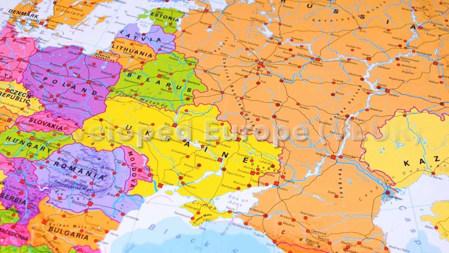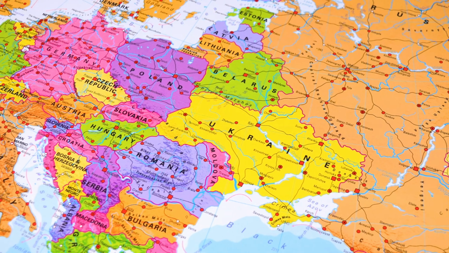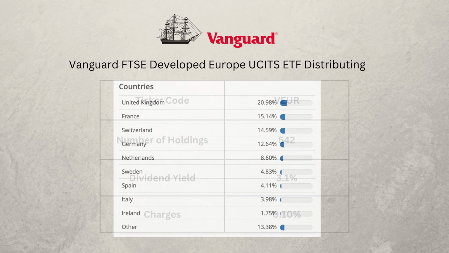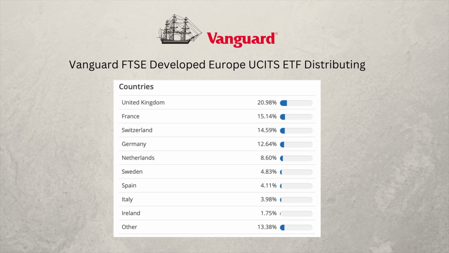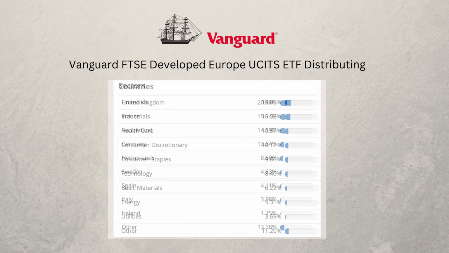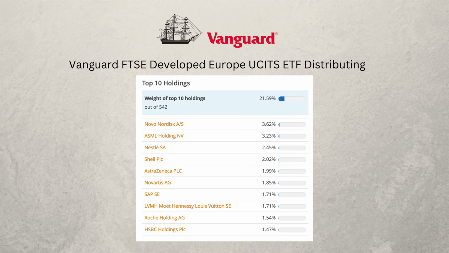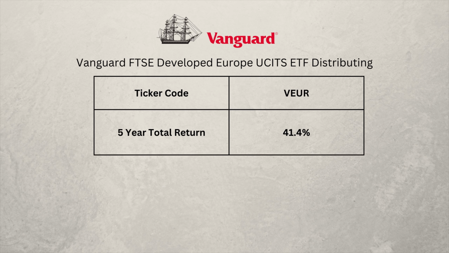If you want to invest in Europe, then you might consider VEUR, which consists of over 500 large and mid-cap stocks from developed countries in Europe. The dividend yield is 3.1% and the ongoing charges are 0.1%. The UK, France, Switzerland and Germany are the largest constituents in this ETF. Financials and industrials make up the largest sectors, and here are the largest companies you would have exposure to. The companies shown here make up over 20% of the entire ETF. The 5-year performance of this ETF is 41.4%.